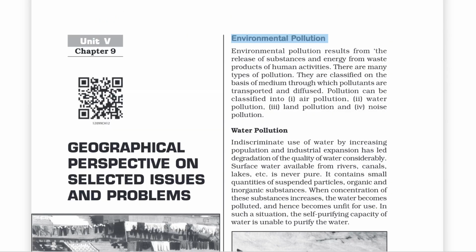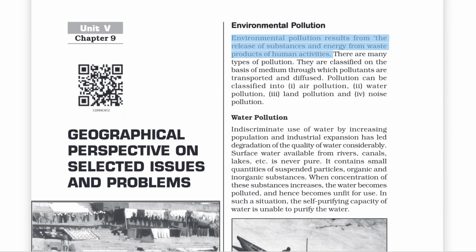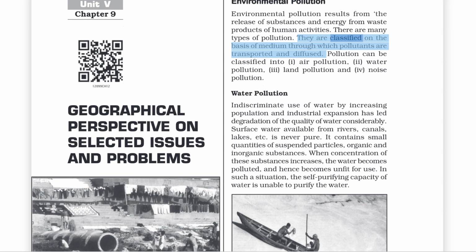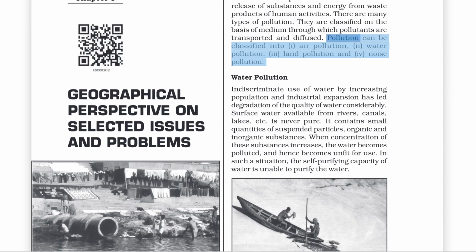Environmental pollution. Environmental pollution results from the release of substances and energy from waste products of human activities. There are many types of pollution. They are classified on the basis of medium through which pollutants are transported and diffused. Pollution can be classified into 1. Air pollution, 2. Water pollution, 3. Land pollution, and 4. Noise pollution.